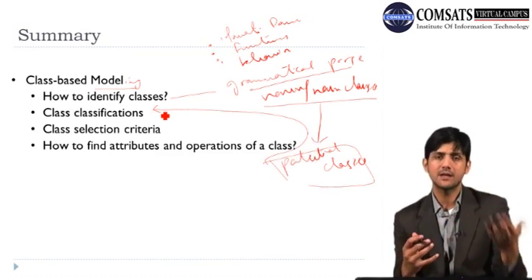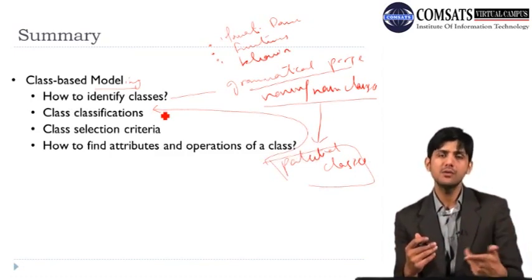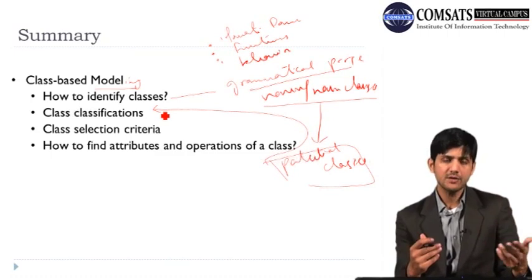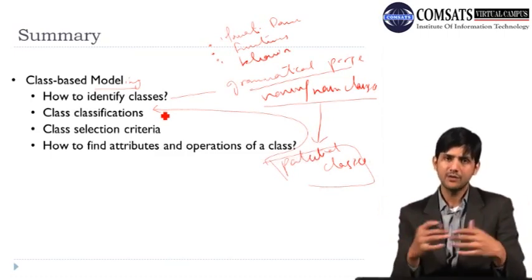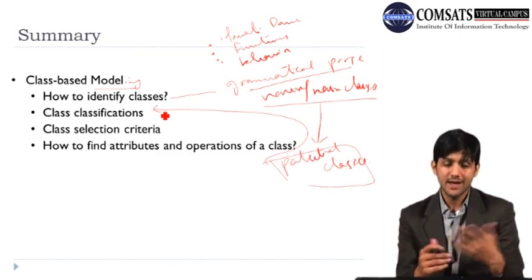For example, a class can be an external entity, it can be a thing, it can be a role, it can be a manufacturing place, or it can be an essential requirement. So a class can be classified into those 7 different classes.